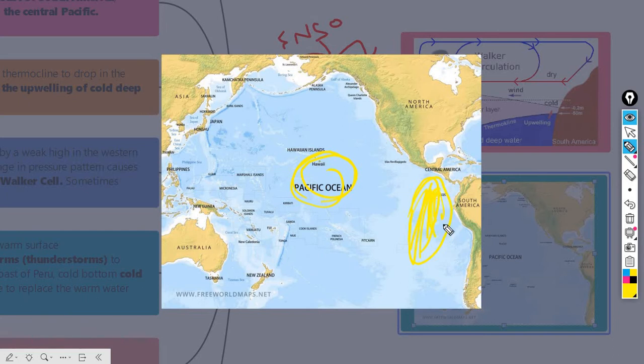Due to this warm ocean current here, the Walker circulation also becomes weak. Due to convection, clouds will form and rain will occur. The cumulonimbus cloud will be forming here, so extreme rain will occur in this place, and here also clouds will form and rain will occur.